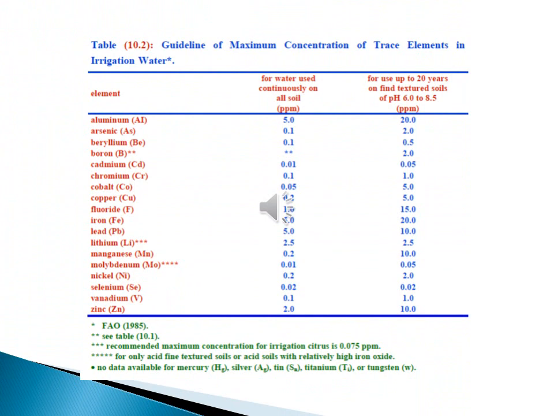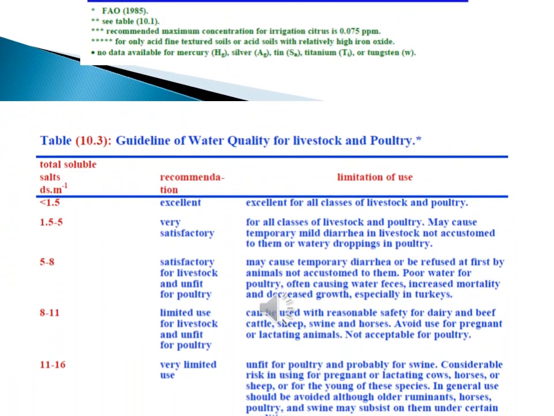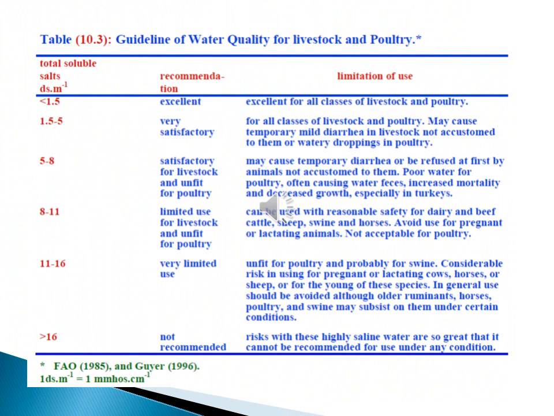Table showing the guidelines of maximum concentration of trace elements in irrigation water. Reference: Food and Agriculture Organization, FAO, 1985. Table showing the guidelines of water quality for livestock and poultry.